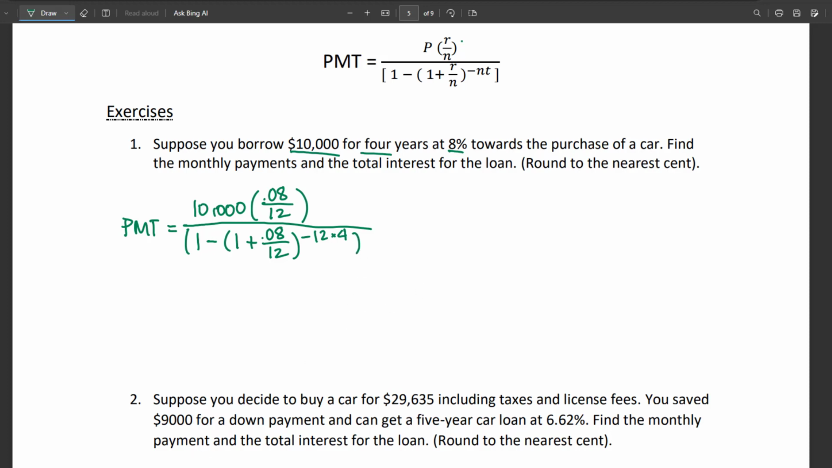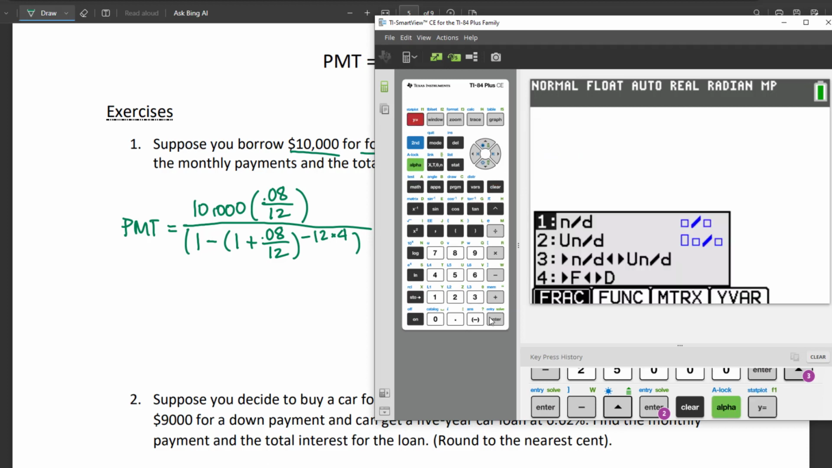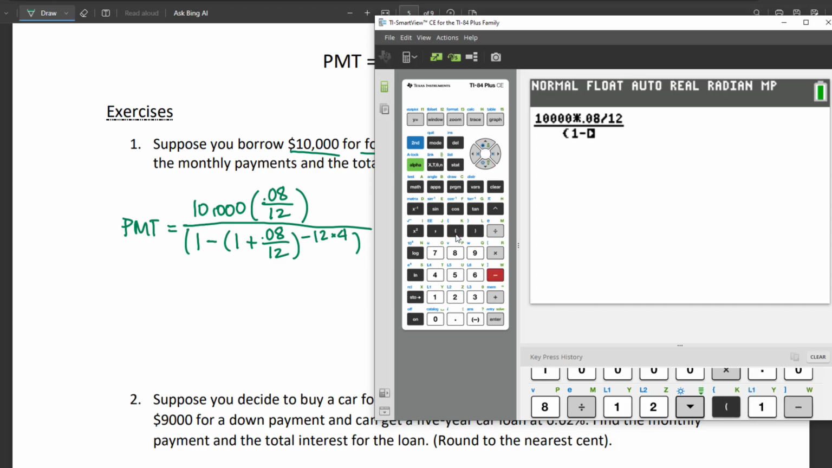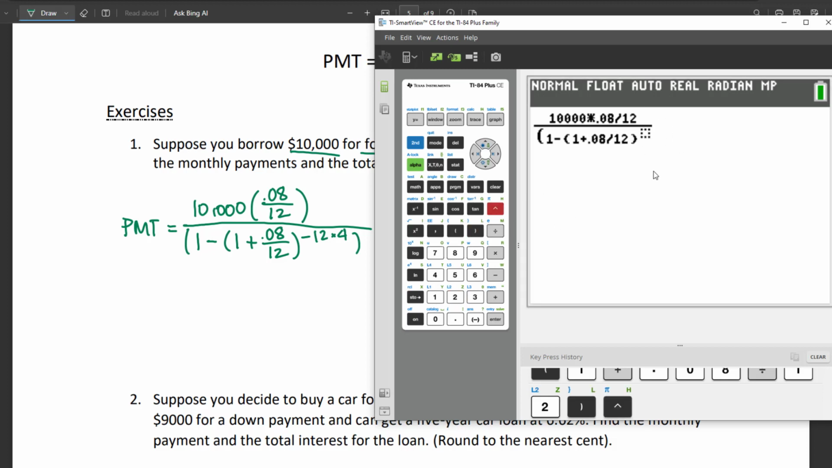All right, putting it into our calculator. We're going to create a fraction, alpha, y equals, enter. We have $10,000 times 0.08 divided by 12. And then we have our parentheses, 1 minus, we have another parentheses, 1 plus 0.08 divided by 12. Close one parentheses and create an exponent box.